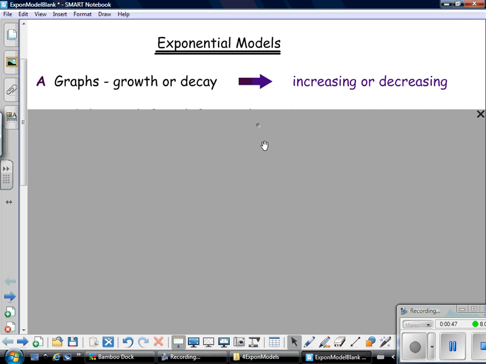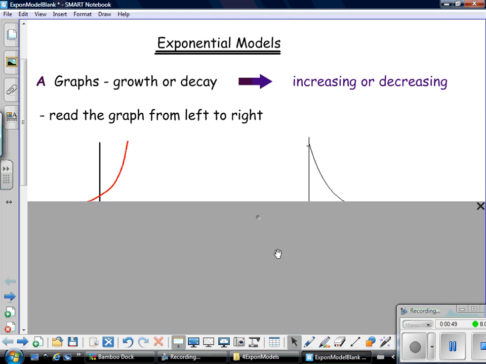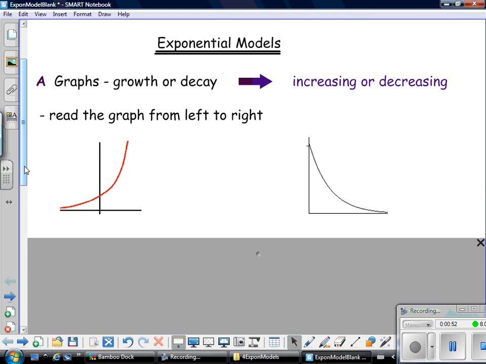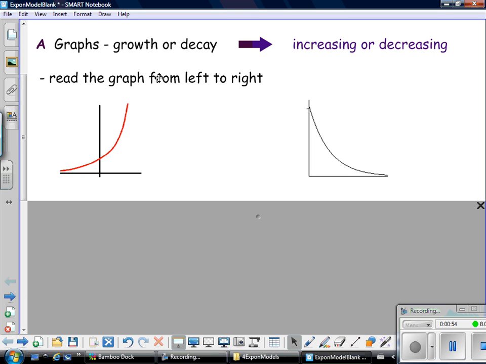Okay, so here are two examples that we're going to look at. Whenever we're reading a graph, we're going to read it from left to right. I'm going to keep my little cursor here on the x-axis and go across it from left to right, and you're going to watch what's happening to our graph. As I read this one, you can see that the red graph is going up. So that means it's increasing, which means this is growth.